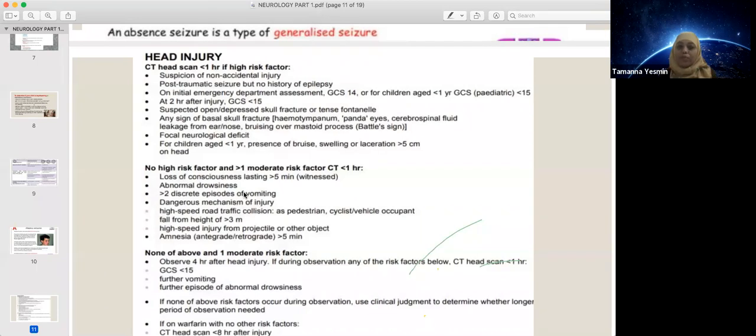Okay, we will observe for 4 hours. If there is nothing, we will discharge. If the child is deteriorating, we will do a CT scan. Okay.